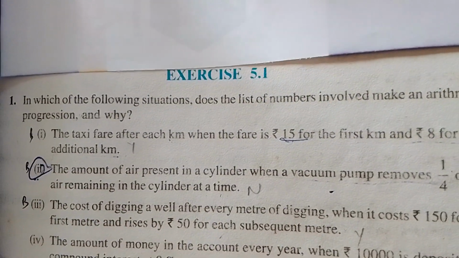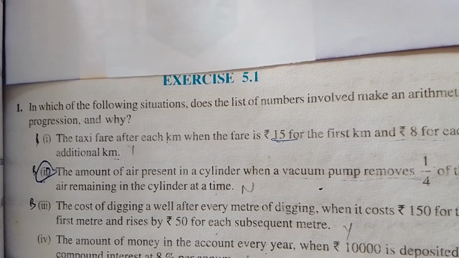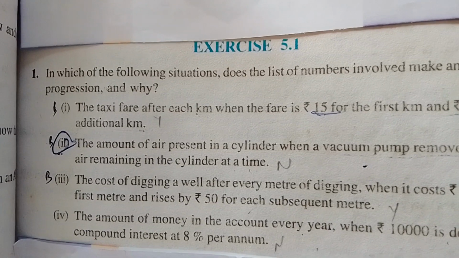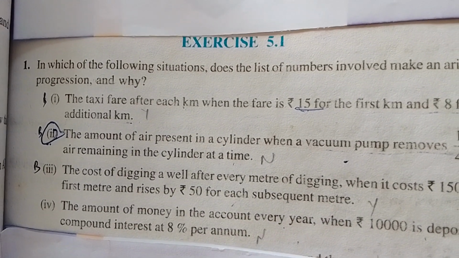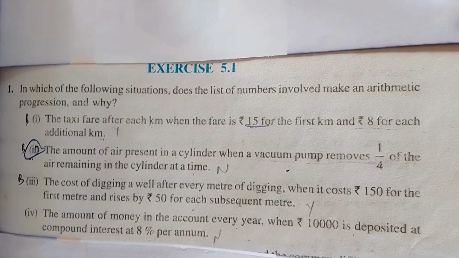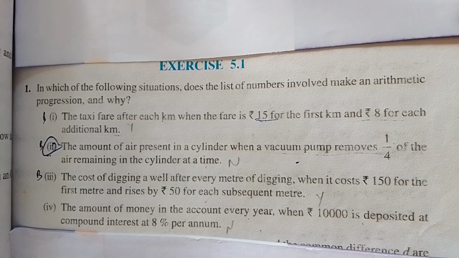Now we are starting chapter number 5, arithmetic progression. Exercise 5.1, the first question is: in which of the following situations does the list of numbers involved make an arithmetic progression, AP in short form, and why?